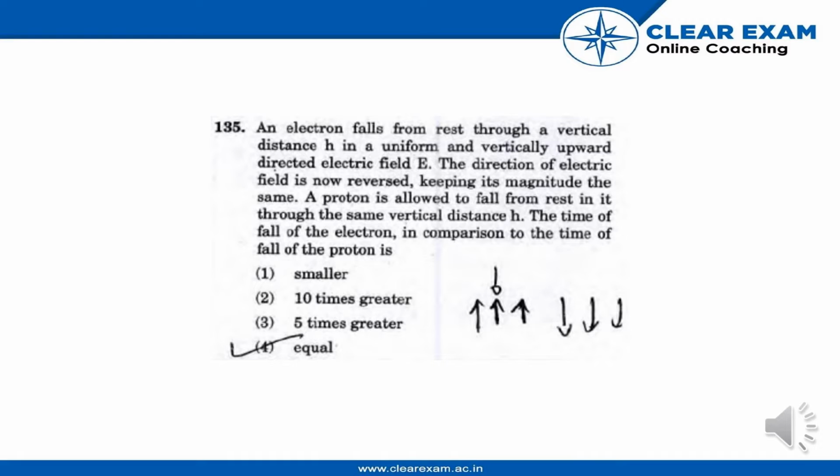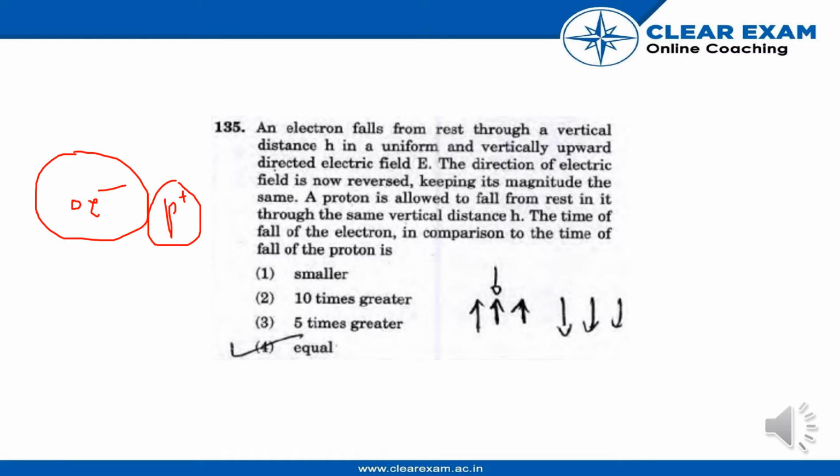Okay, so here we have an electron and a proton falling from rest through the vertical distance h in a uniform and vertically upwards directed electric field. One is an electron, which is negative, and one is a proton. These two are falling from rest from the same positions. So we need to find the time of fall of the electron in comparison to the time of fall of the proton.